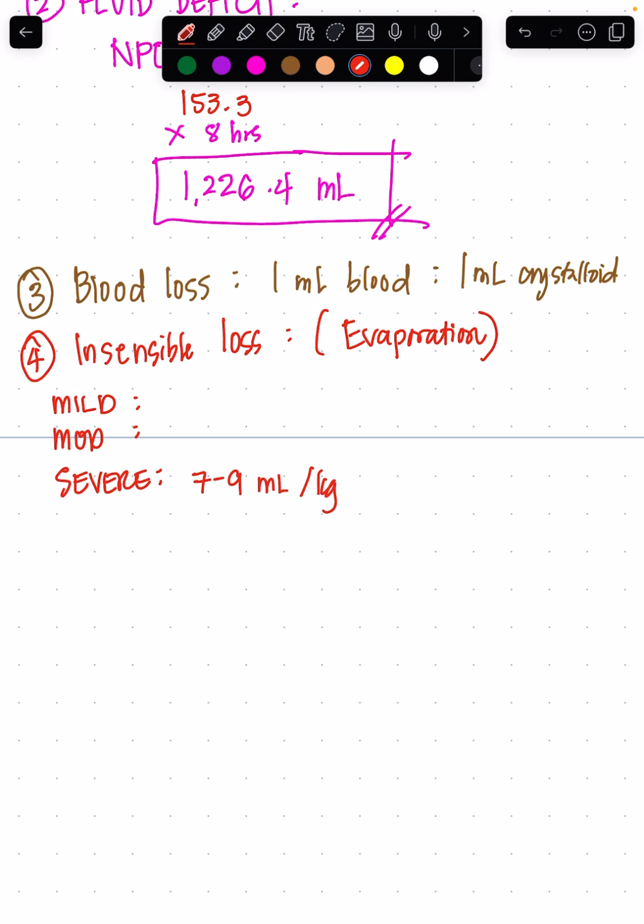And then moderate would be open cholecystectomy. It's open, but it's fairly not as big of an incision compared to the ex-lap. So for this kind of surgery, we replace it with 4 to 6 ml per kilogram. And for mild, we give 1 to 3 ml per kilogram. So for mild, examples would be like cataract surgery or laparoscopic surgery that does not involve so much blood loss.